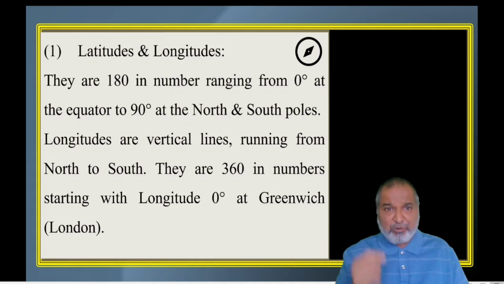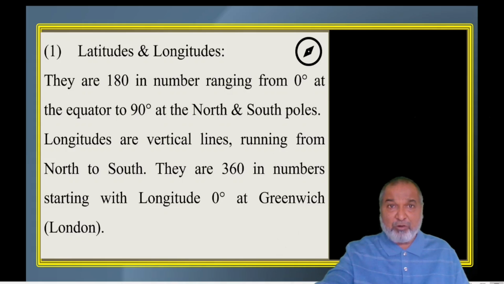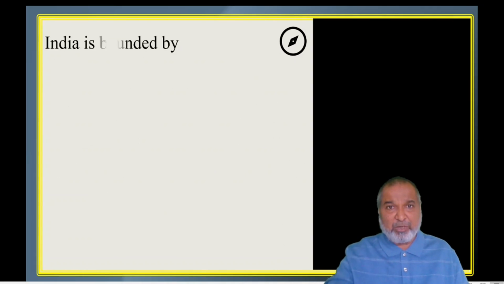And the zero longitude will be passing through Greenwich, London. Remember this one. This is very, very important, might be in the competitive exam. Those who are preparing for competitive examinations, these questions will be there. Lat, long is a basic one. So you have to remember this.